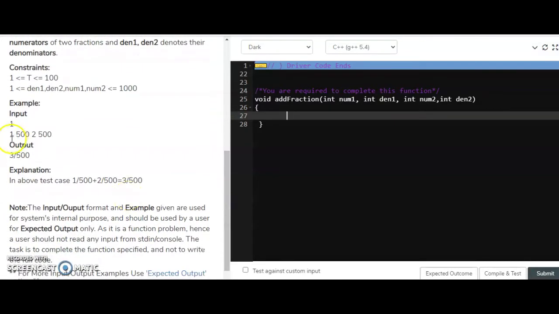So let's see here: 1, 500, 2 and 500 again. What we have to do is to find 1 divided by 500 plus 2 divided by 500, which is equal to 3 divided by 500. So this is the output that we have to print. Let's understand the question concept first, right?